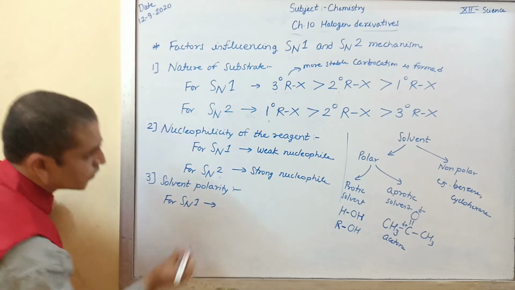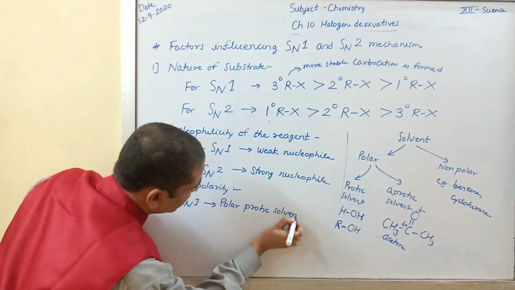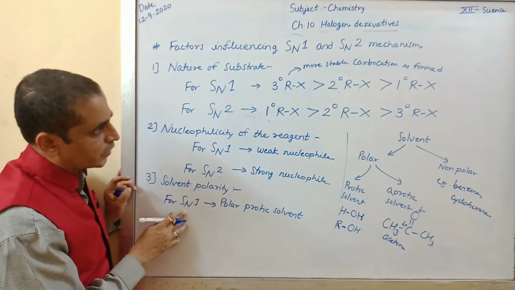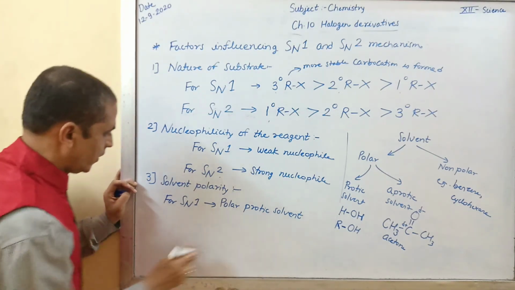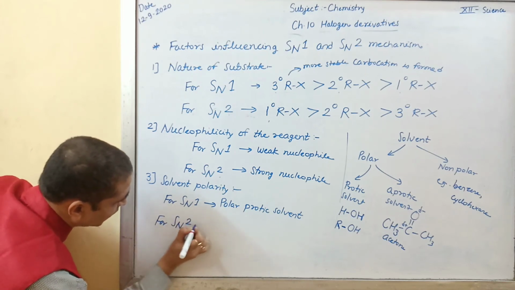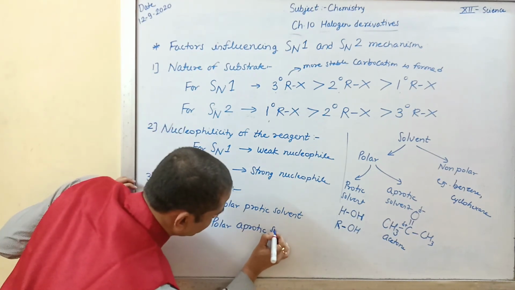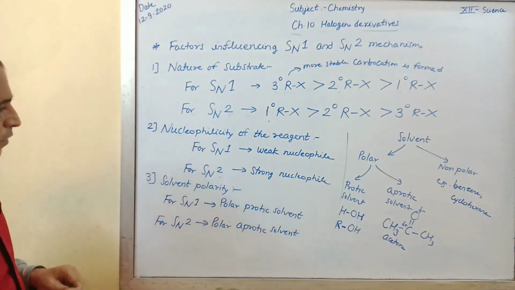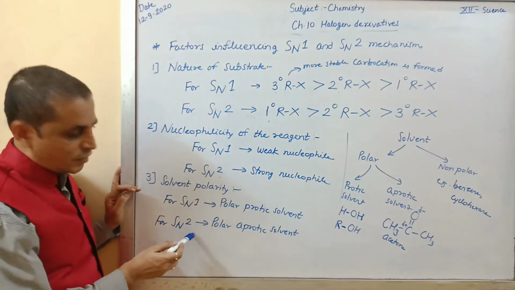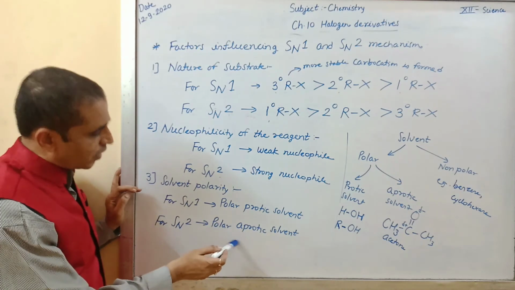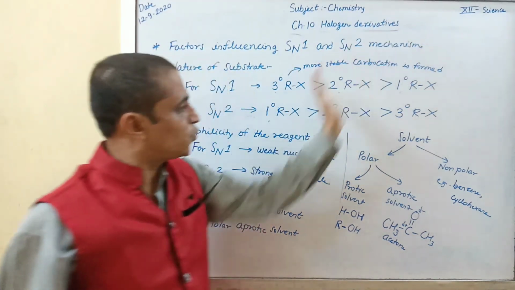Now, for SN1 we use polar protic solvent, because there is a formation of carbocation, meaning breaking of the C-Br bond takes place. That is possible due to polar protic solvent. And in SN2, we require polar aprotic solvent because there is no formation of carbocation. In SN1, carbocation is an intermediate, but here a transition state is present which contains pentacoordinate carbon. This is about the factors influencing SN1 and SN2 mechanism. I hope you understood all the points clearly.